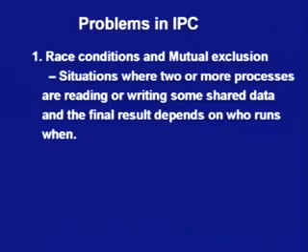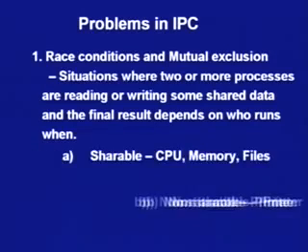Ideally, they should not interact with each other. They should not write on that same shared data together. If one is writing, the other should be excluded from writing onto that shared data. This is what we call mutual exclusion. Both these processes should act in a mutually exclusive manner. Otherwise, the final result will depend on who runs when, which is not what we want.